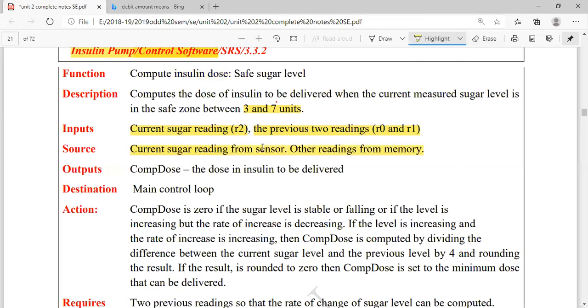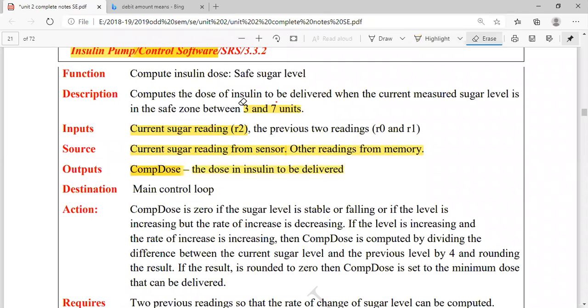So by taking these data, which data are you going to take? We are going to take two data here. The first data is the current sugar level of the patient, for which a dose has to be given at 2 p.m., and then the readings which are done at 6 a.m. and 10 a.m. So after taking that, what will be the output? The output is that the insulin pump control software has to compose the dose. So this dose is nothing but the insulin that has to be delivered to the patient.